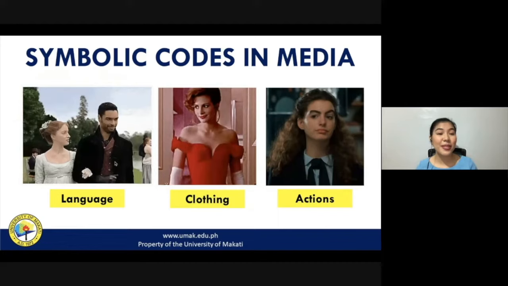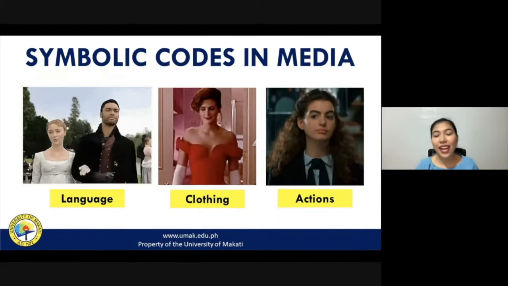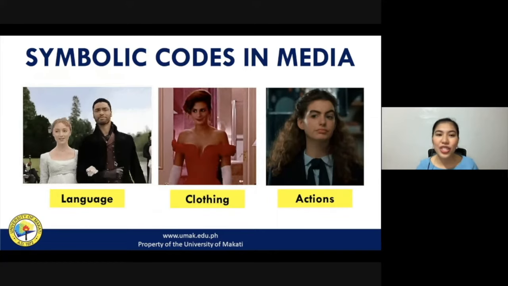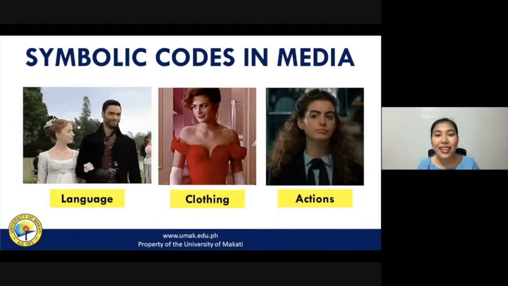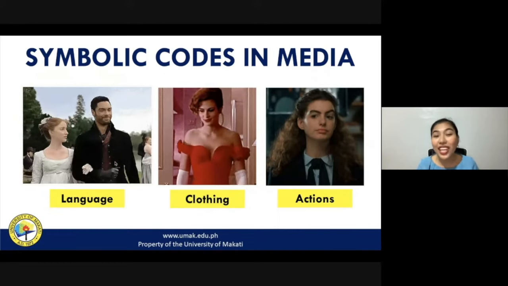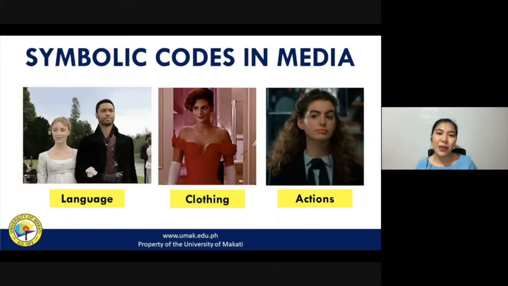Clothing could also be considered as a symbolic code in media. So, for example, if a character in a movie or in a television show suddenly changes their style of clothing, then it means there is also a change in their personality or in their lifestyle. Actions of the characters could also be symbolic codes in media.